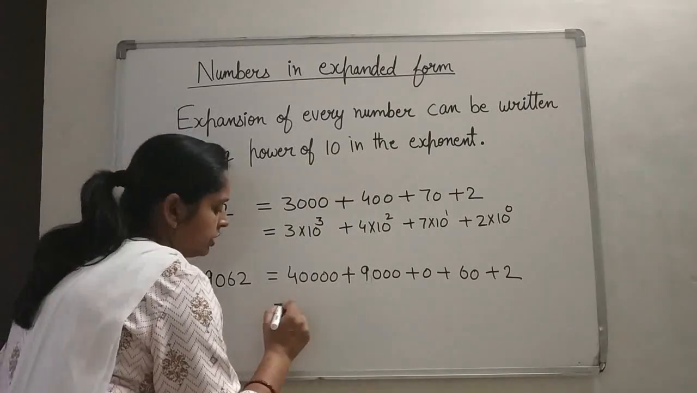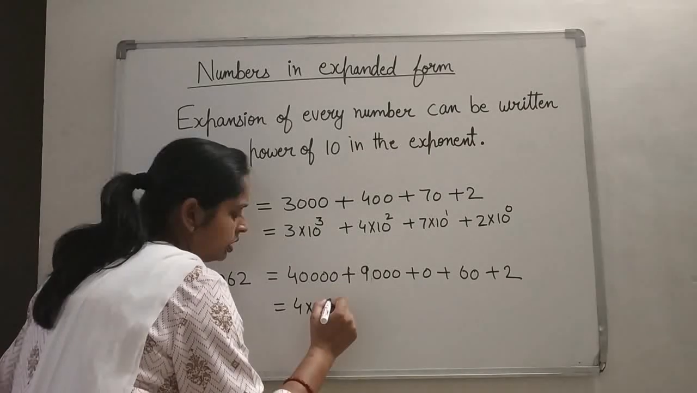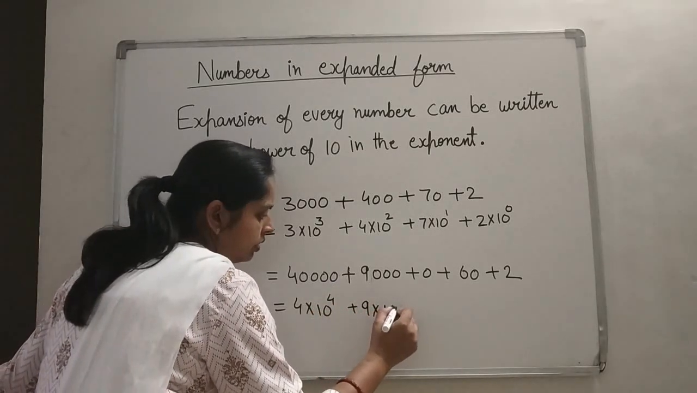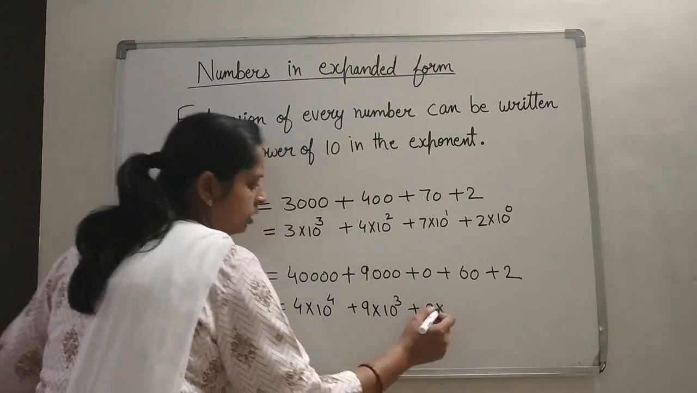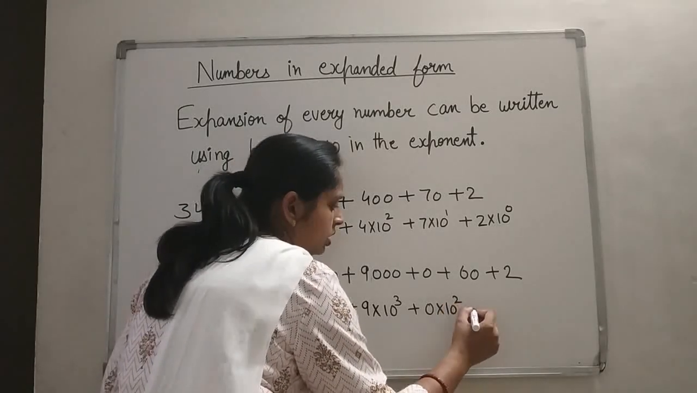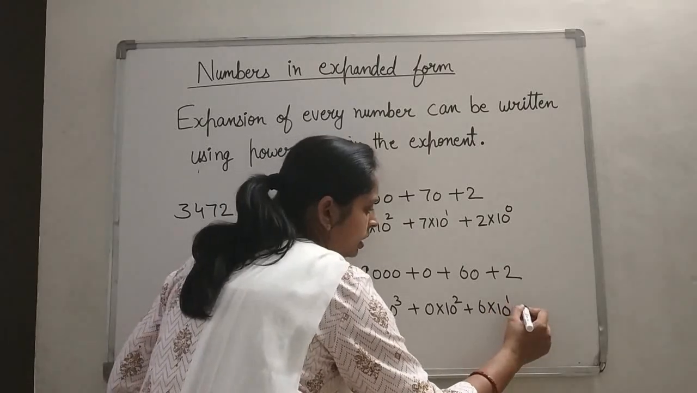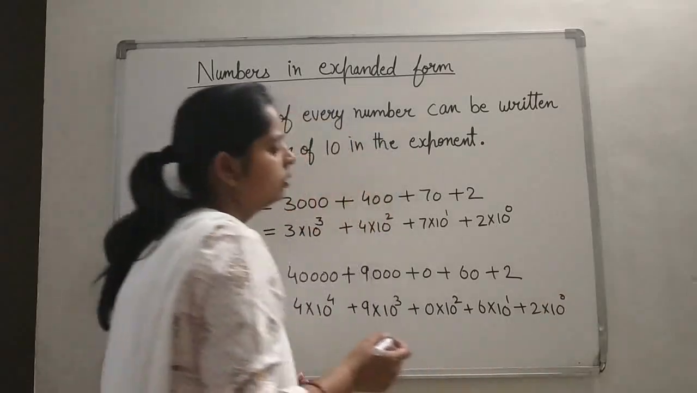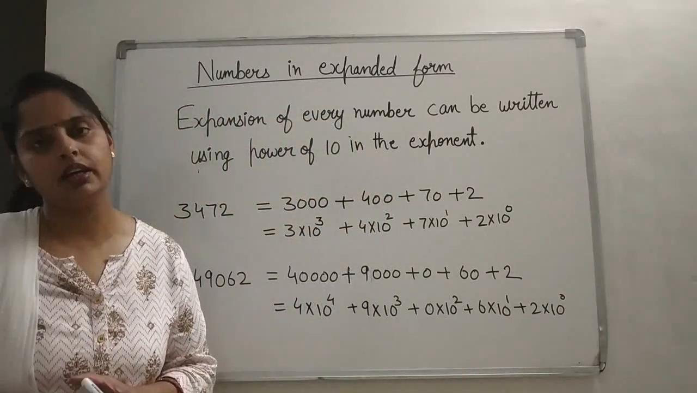Okay. So that will be equal to 4 into 10 to the power, how many zeros are there? 4. So the power will be 4. Then 9 into 10 to the power 3, plus 0 into 10 to the power 2, which you can write or leave out, that is your choice, but you can write it in sequence, plus 6 into 10 to the power 1, plus 2 into 10 to the power 0. Okay, so kindly go through the video and understand the concept.